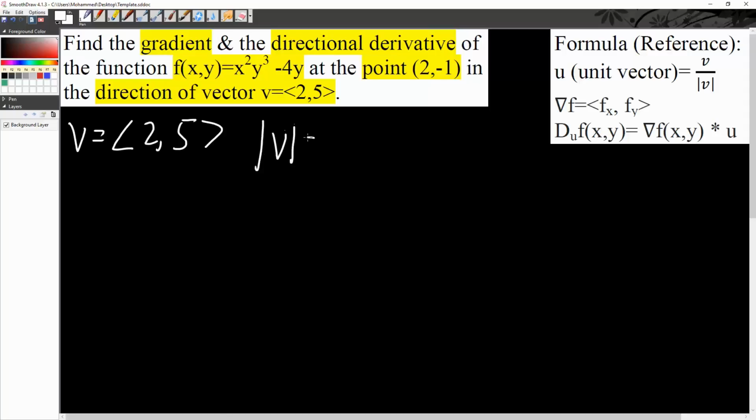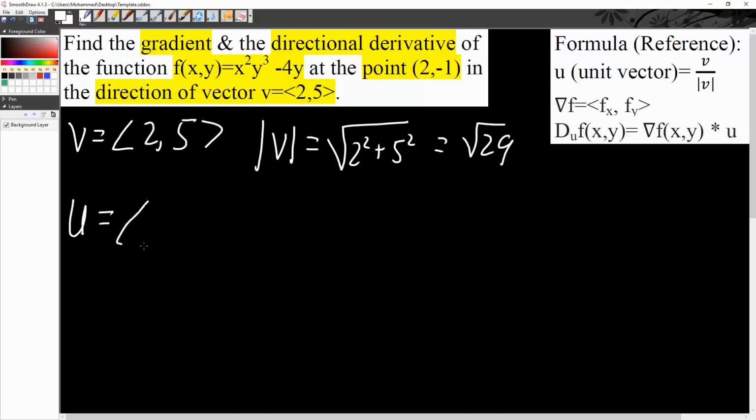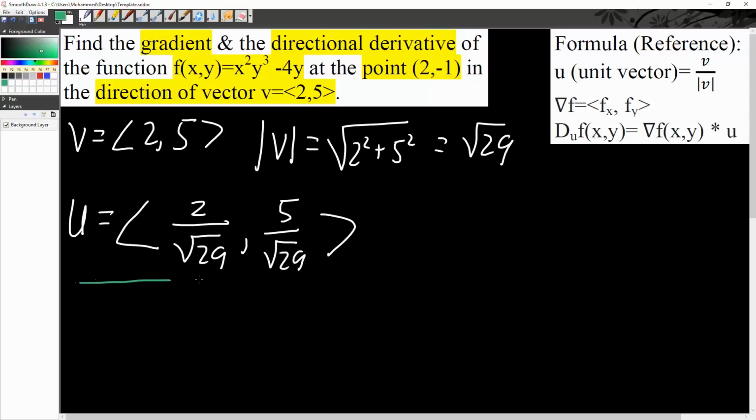When we get the norm, we will get 2 squared plus 5 squared, so that would equal the square root of 29. And so we can say that the unit vector u is equal to v divided by the magnitude, square root of 29. So that's going to be <2 divided by square root of 29, 5 divided by square root of 29>. This right here will be an important element when we get our final answer.